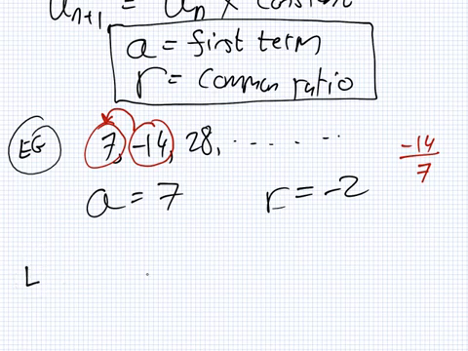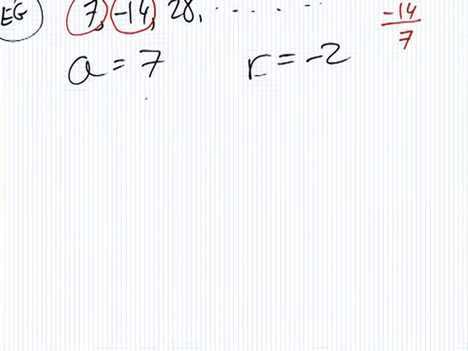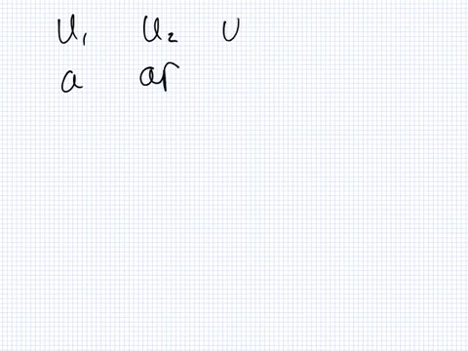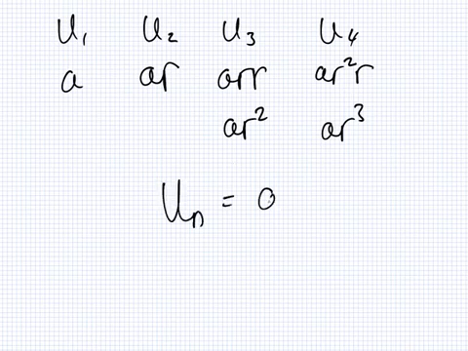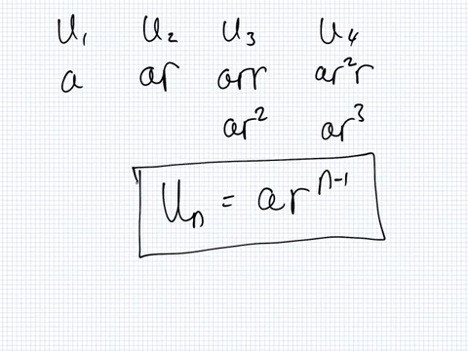Next, let's try to find out a formula. So, if the first term is a, what's the second term? a multiplied by r. And the third term will be ar multiplied by r again, which is ar squared. And then the fourth term will be ar squared multiplied by r, so that's ar cubed. And again, you can see there's a pattern here. We can make a formula. u_n is a r to the power n minus 1. So this is our first formula for this lesson. Got that formula? Write this down, please.